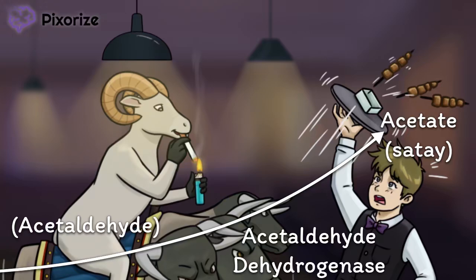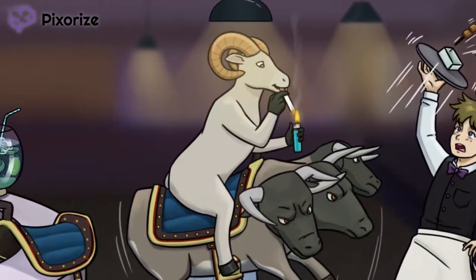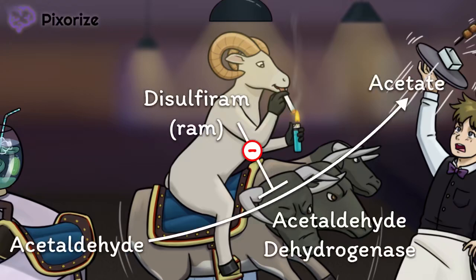But wait, there's more. Take a look at the rider again. It's a ram. Ram for disulfiram, the drug that inhibits the action of acetaldehyde dehydrogenase. As you can imagine, disulfiram blocks the breakdown of acetaldehyde, causing it to accumulate. Whenever a patient on disulfiram drinks alcohol, they build up tons of acetaldehyde. Remember when I told you that acetaldehyde was toxic? That's right.